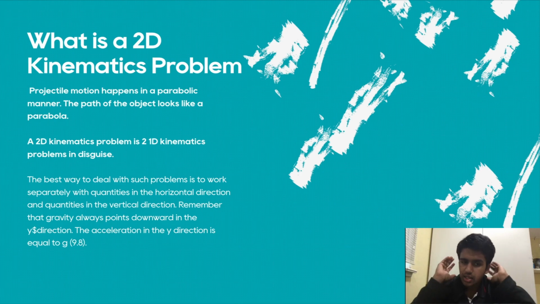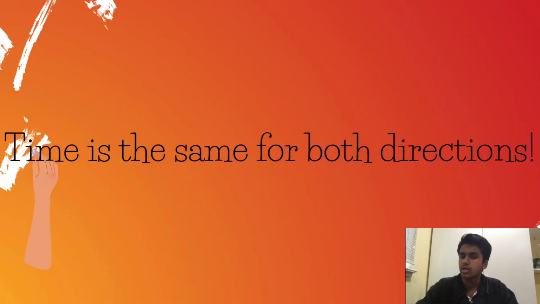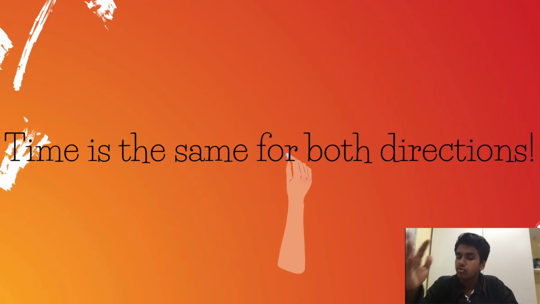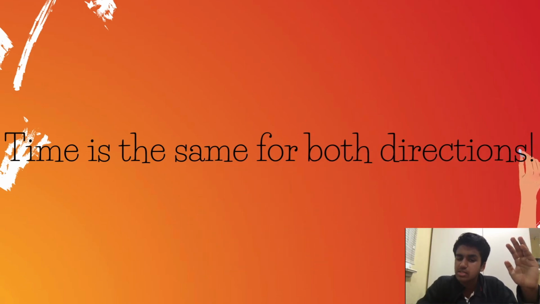So please, whenever you have a 2D kinematics problem, work separately with motion in the x direction and motion in the y direction. The reason is that the motion in the x direction is independent of the motion in the y direction. So it's useful to work separately with both directions. Now, what is one variable that is the same for motion in both the x direction and y direction? Well, time. Time is the same for both directions, so solving for time is useful.